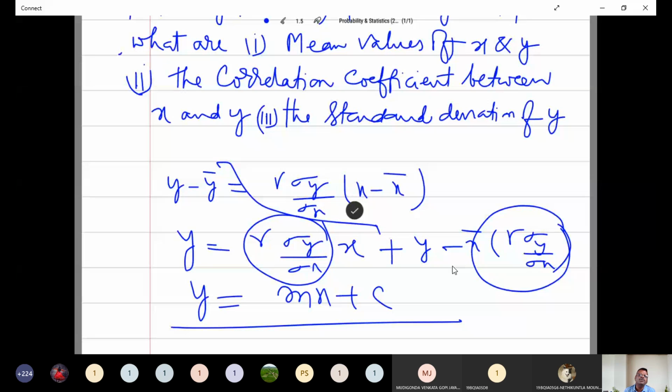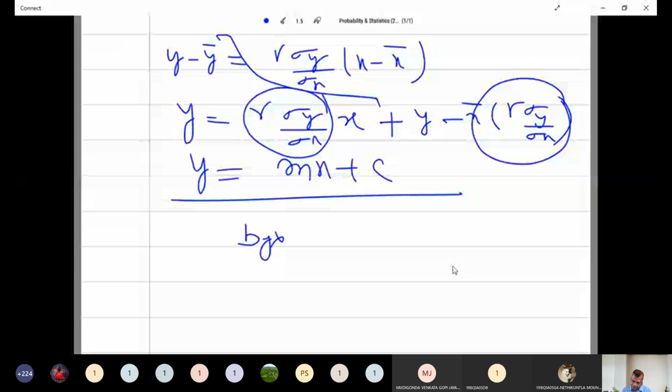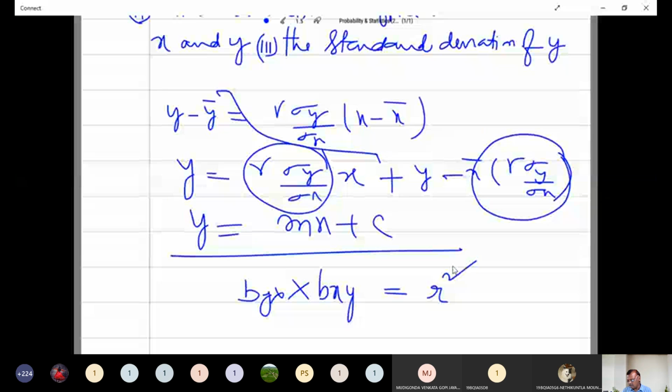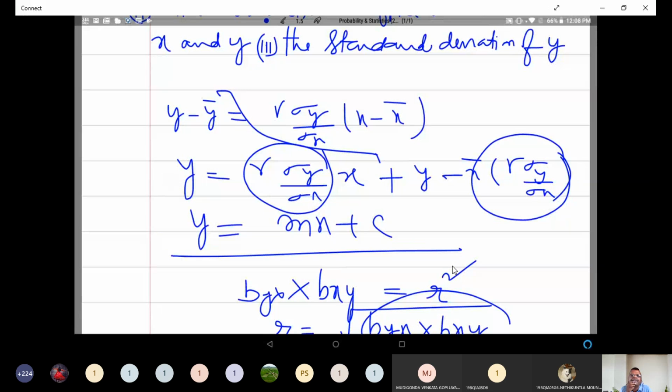Therefore, using this technique, we find the regression coefficients y on x and x on y, and the product of the two regression coefficients, byx into bxy, is equal to r square. Now we need to find r, which is equal to root over byx into bxy. Finding this value gives the correlation coefficient.